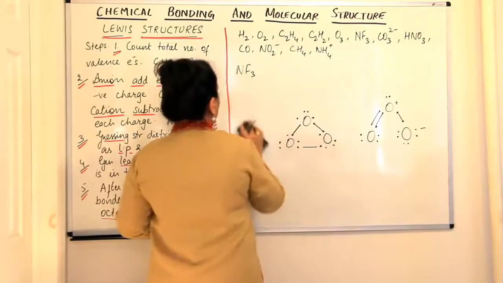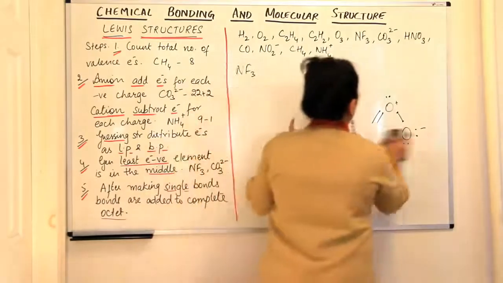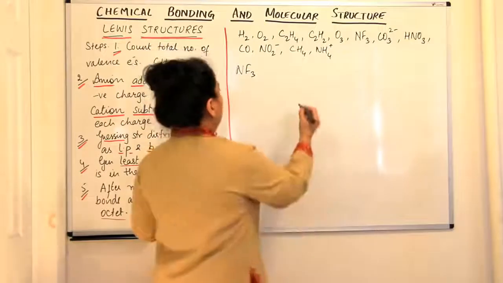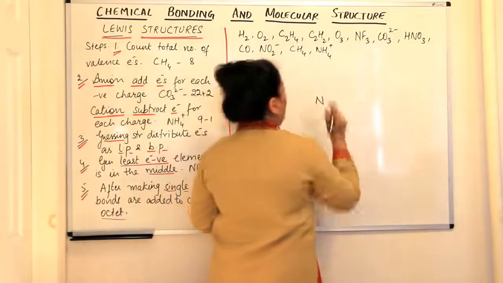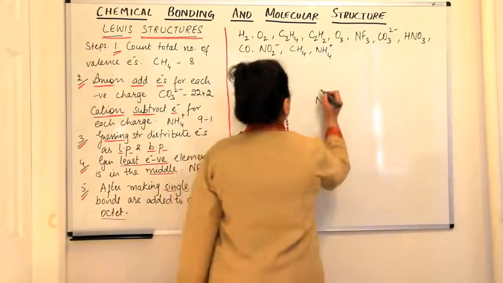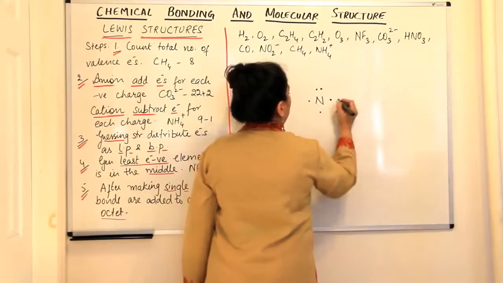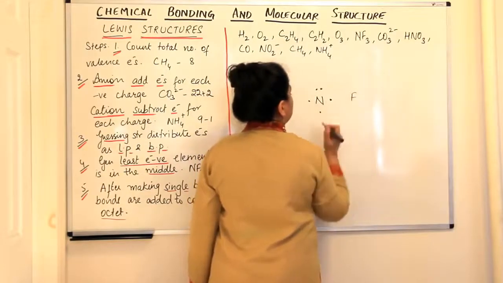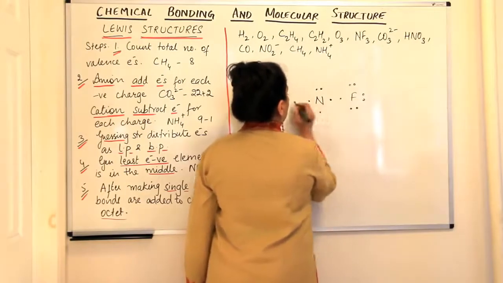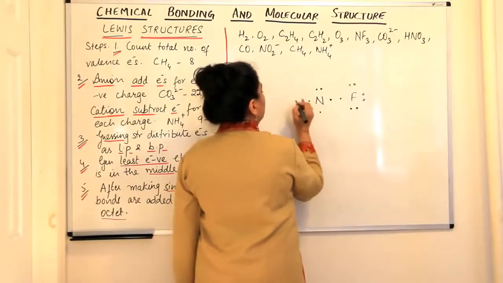NF3. Now, out of these, nitrogen is more electropositive than fluorine. So nitrogen should form the central atom. So I'll make nitrogen in the center, and it would have the 3 fluorines. So nitrogen has 5 electrons, 1, 2, 3, 4, 5. And the 3 fluorines, fluorine has 7 electrons. Each fluorine needs to form 1 bond. So we'll make that 1 electron that is not paired towards the central atom.